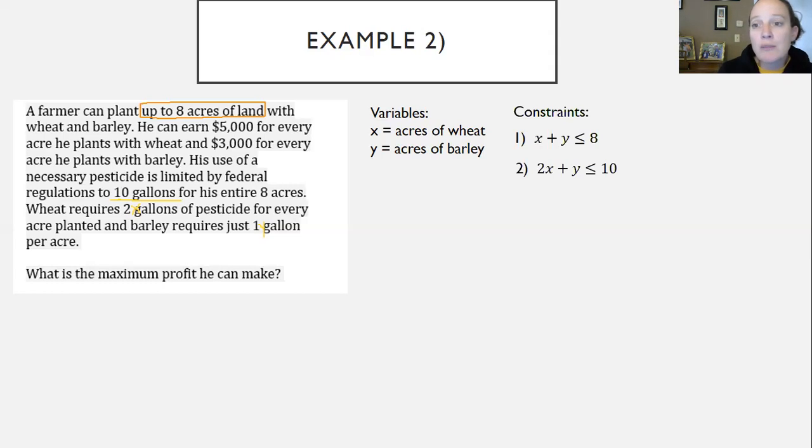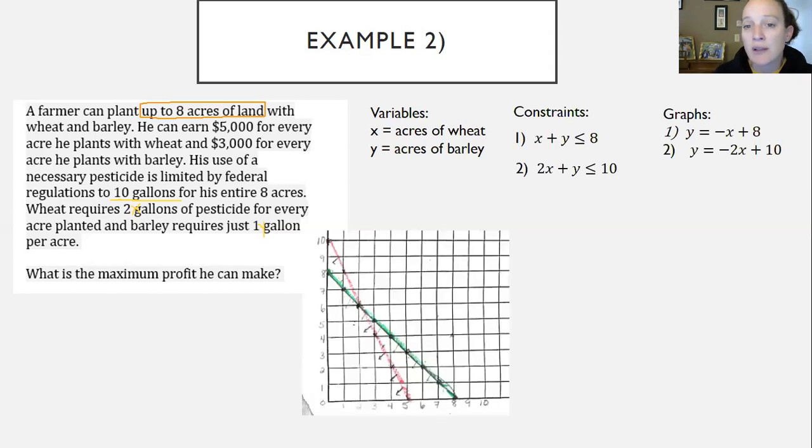Okay, now we're going back to the first slide. Step one, make sure all of your constraints are in Y equals MX plus B. Okay, there it is. Y equals negative X plus 8, and Y equals negative 2X plus 10. Graph those. They're both greater than or less than or equal, so you're going to draw solid lines, and that's what your graph should look like.